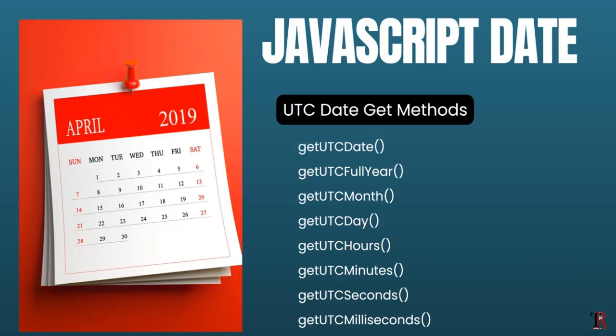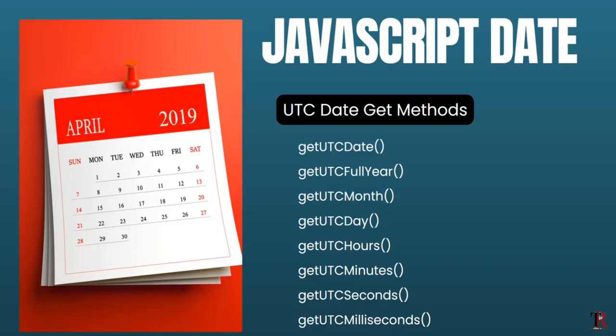Now, what does each of these do? The getUTCDate returns the UTC date. The getUTCFullYear returns the UTC year. The getUTCMonth returns the UTC month. The getUTCDay returns the UTC day. Do not forget that UTC is a universal time that is understood well by JavaScript for interpreting date. The getUTCHours returns the UTC hour. The getUTCMinutes returns the UTC minute. The getUTCSeconds returns the UTC seconds. And the getUTCMilliseconds returns the UTC milliseconds.